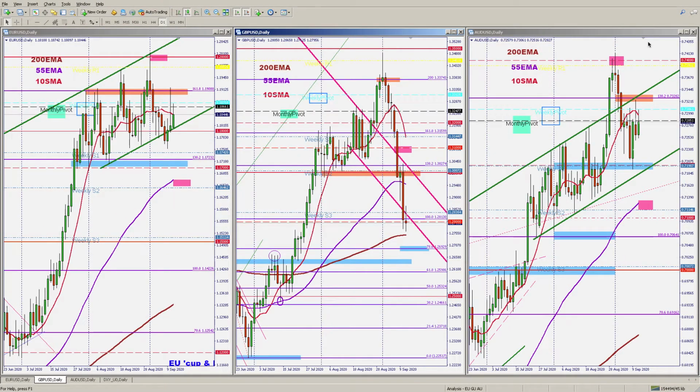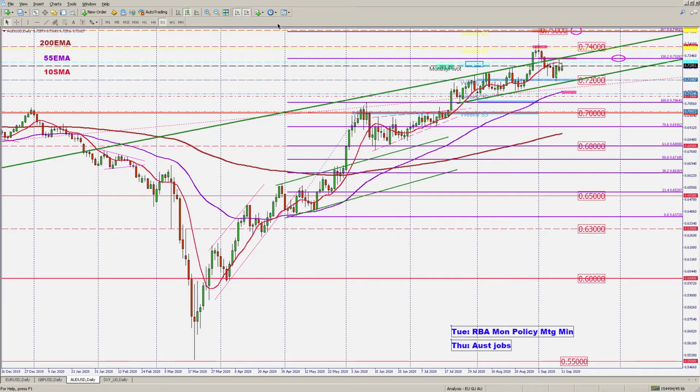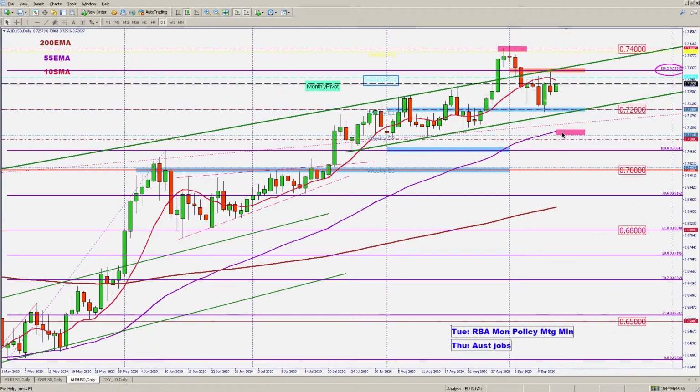Let's take a look at the Aussie dollar. It has continued to consolidate within the channel, finding support at 0.72 and resistance at the 138 fib extension, right at the upper channel trend line as well. So that resistance is still valid and support is still holding.